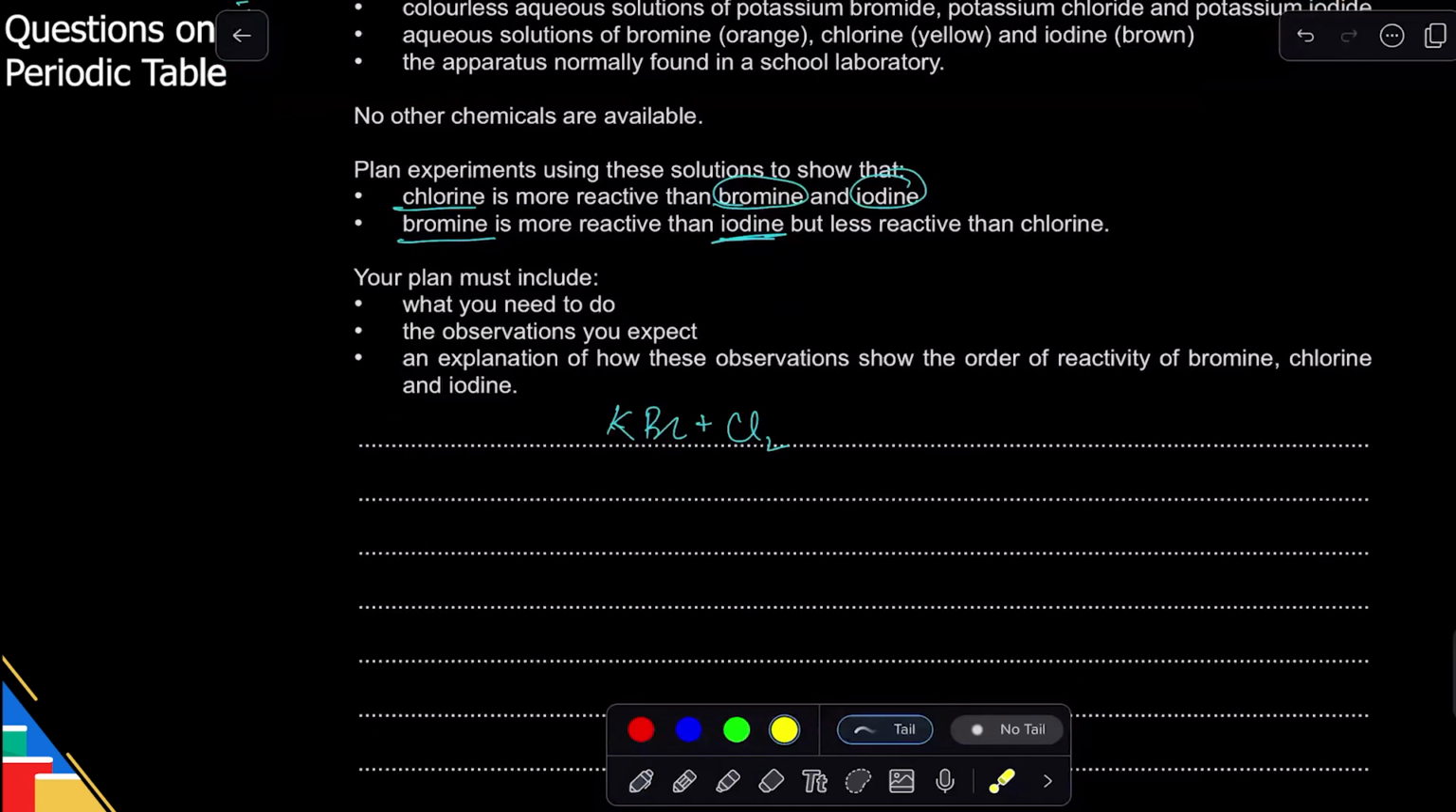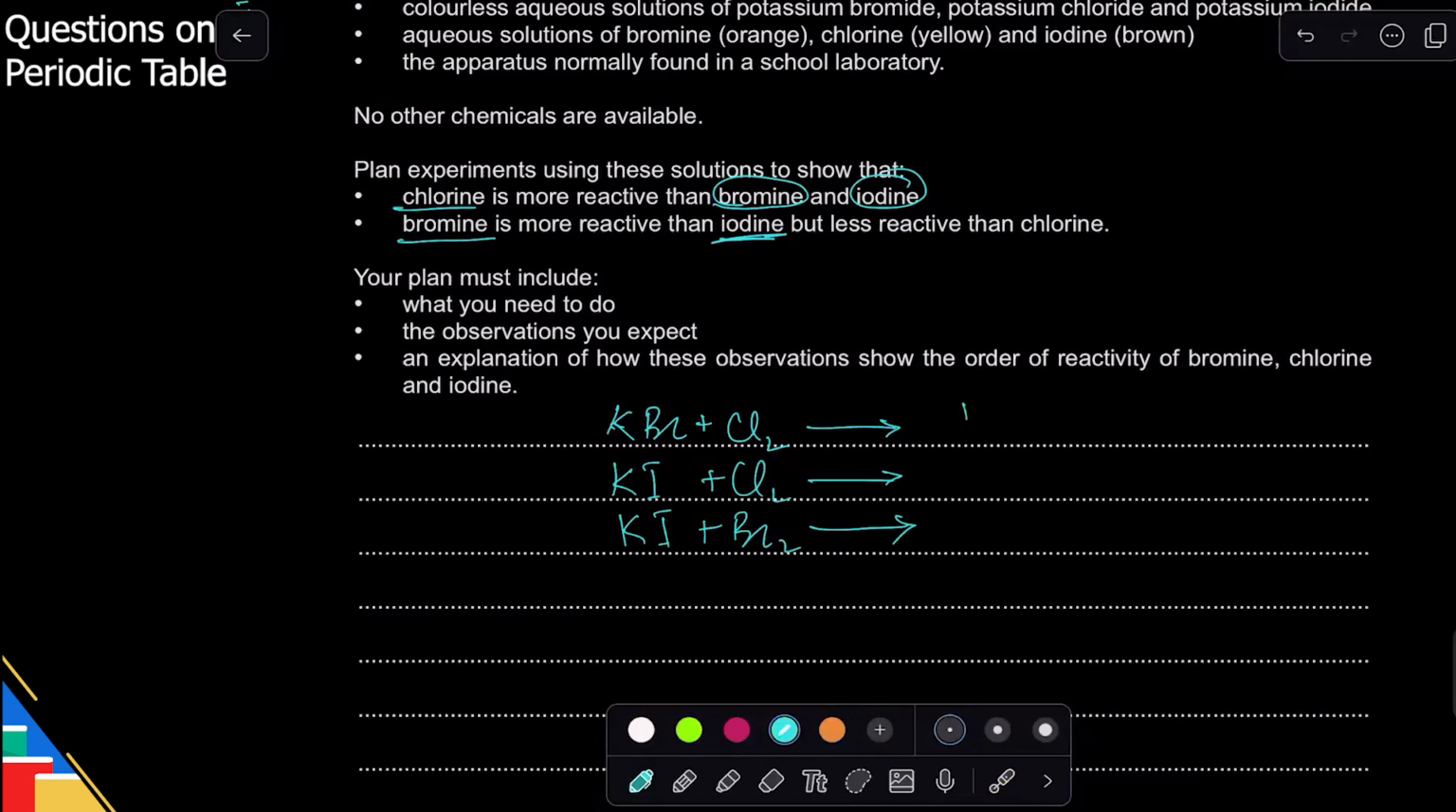So if I want to show chlorine, I'll do chlorine with bromide. Similarly, I'll do chlorine with iodide, so that I can show that this is more reactive than this. Similarly, I want to show bromine is more reactive than iodide. I'll do the same thing. I'll take bromine and I'll put it in iodide. And then obviously we will write the equation of the reaction. We know this is less reactive. So this will take its place.